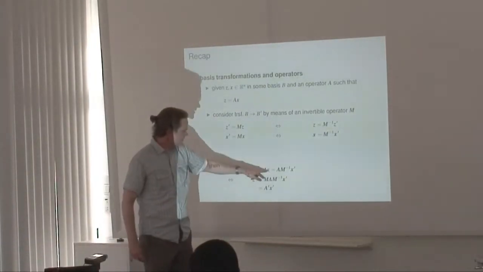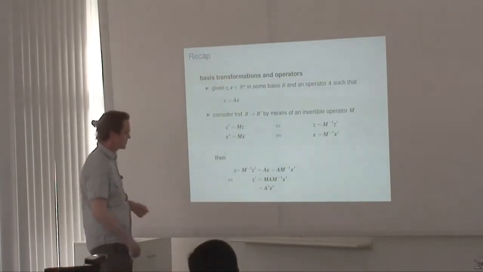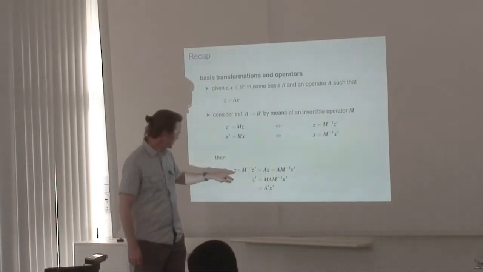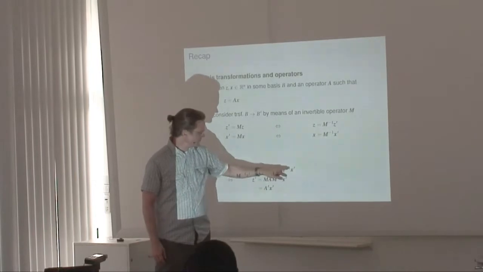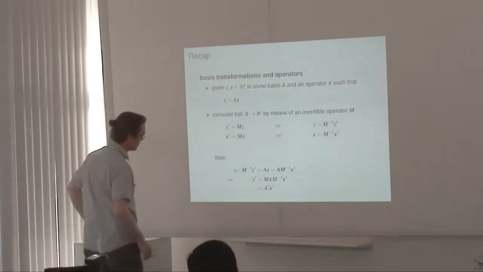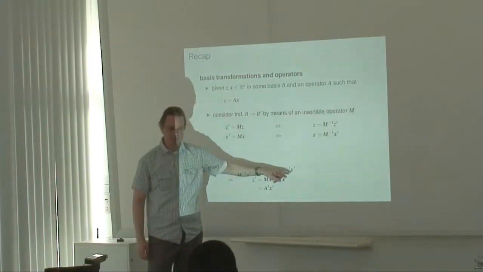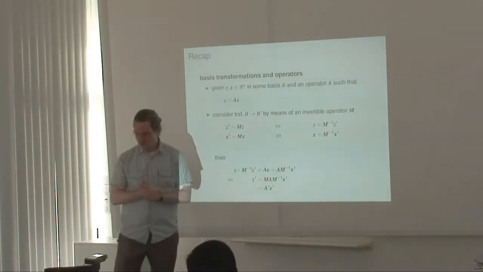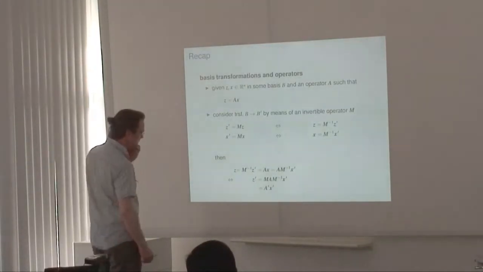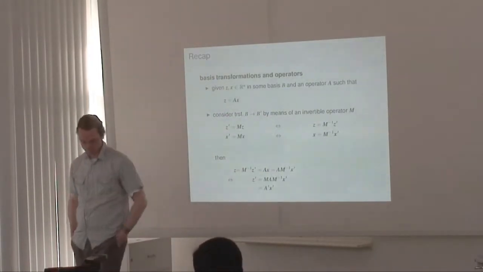And for this x, we know that it can be expressed as m inverse times x prime. So by plugging in this result in here, we basically get that z is A times m inverse times x prime. Or we can say that m inverse times z prime is A times m inverse times x prime. So if we now finally multiply this equation with m from the left, we get that z prime is m times A times m inverse times x prime.